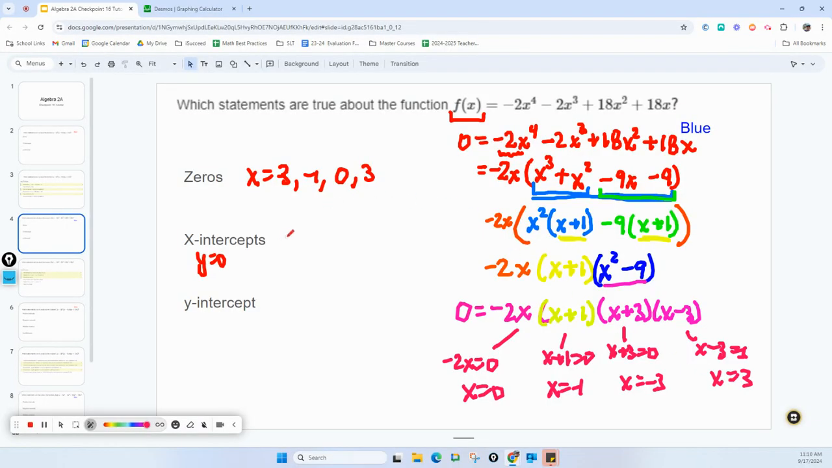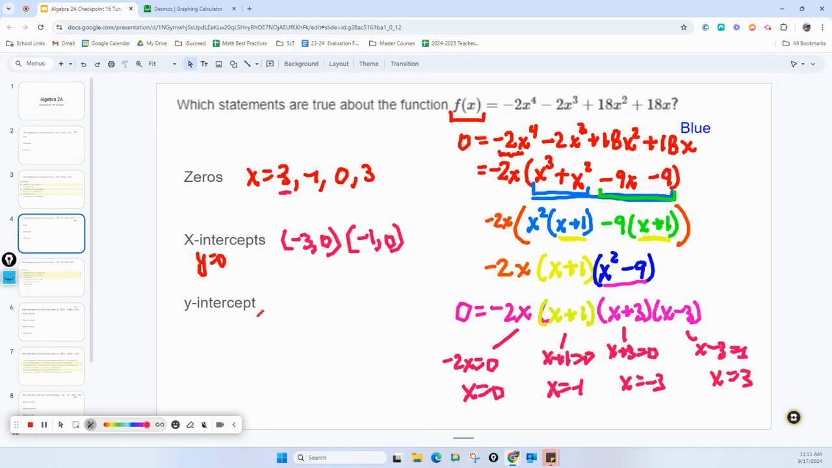Then to write them as my x-intercepts, it kind of depends where I look, but my first x-intercept was at negative 3, and that occurs when y is equal to 0. Negative 1 when y is 0. Then 0 when y is 0, 3 when y is 0. You kind of get the idea there.